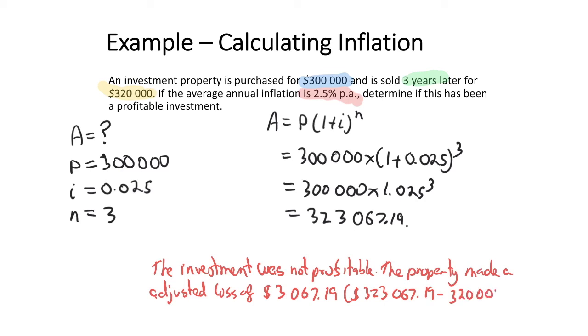So that is an example of how we can use the compound interest formula to apply it to inflation and calculate the inflated price of an item for a given period of time.